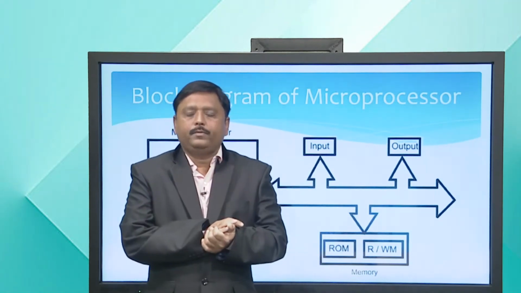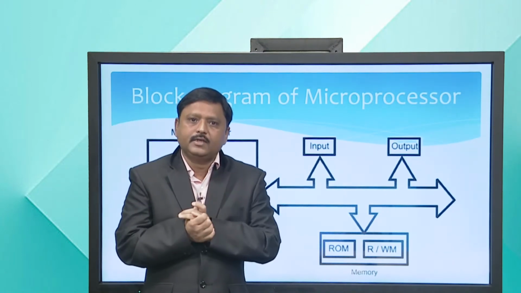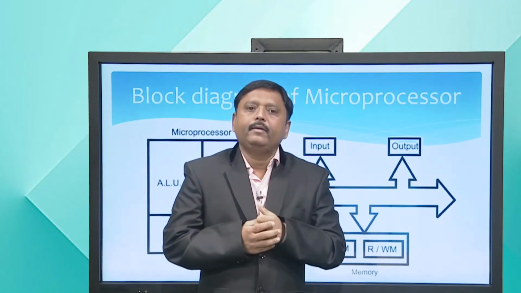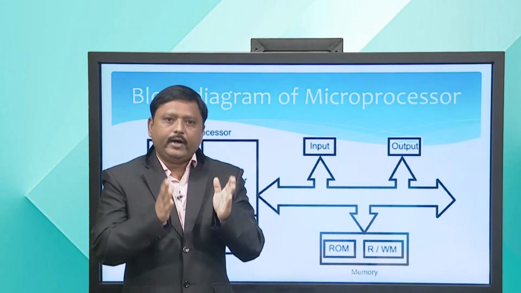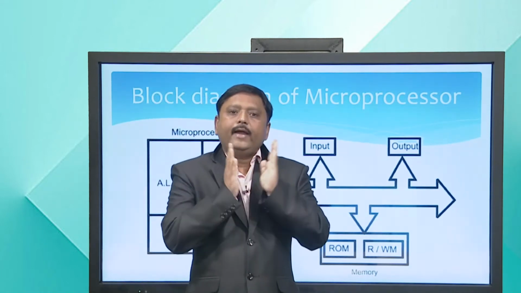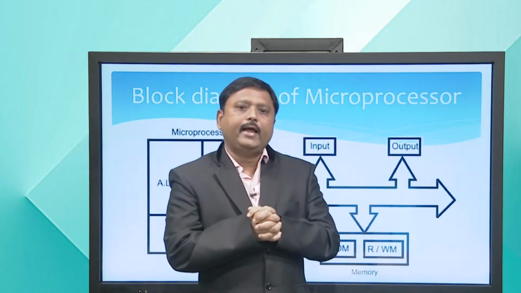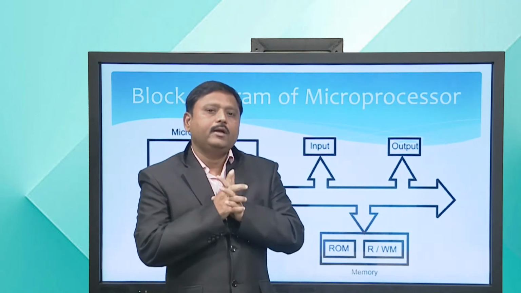Now, output. This section of the microprocessor is connected with peripherals such as light emitting diodes, liquid crystal display, printers and CRT tube or cathode ray tube monitors. The 8085 microprocessor is connected to 7 segment LED display that we have seen in the microprocessor kit.